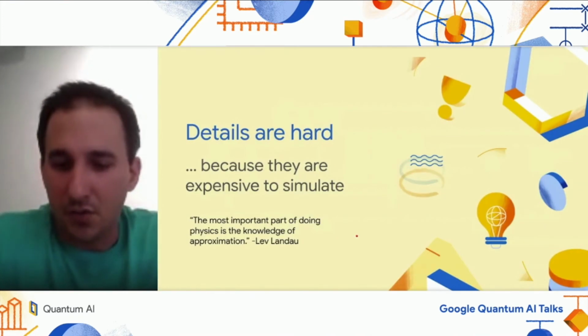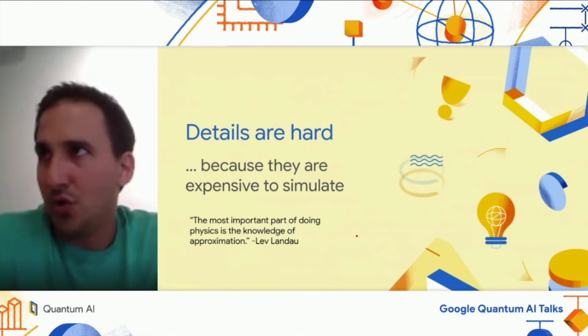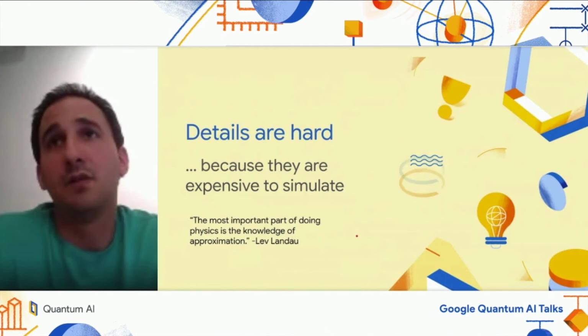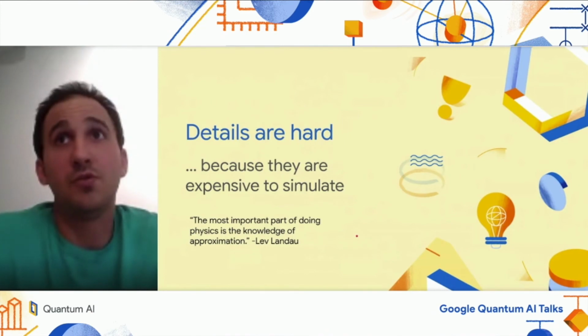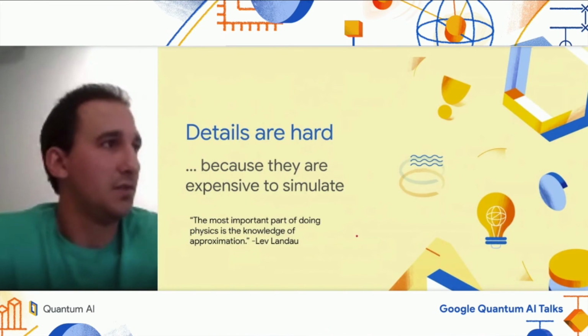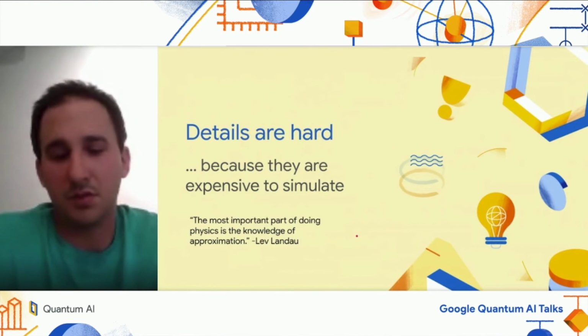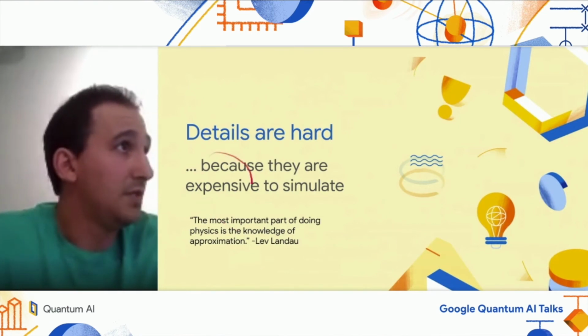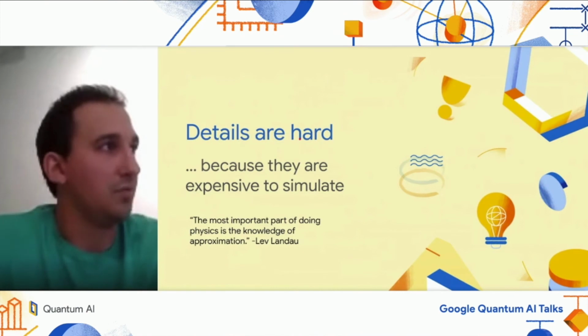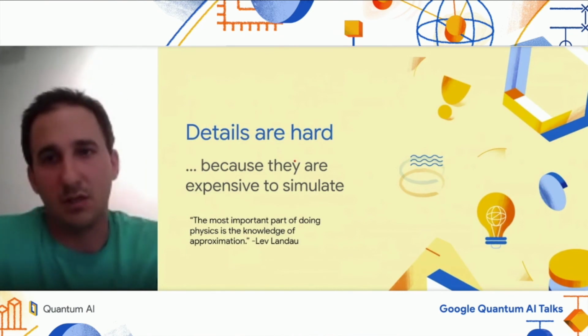Okay, so there's another question that comes up, which is, sure, we can do a faithful quantum simulation of a device, but in principle, in the future, we're going to have 1,000 or million qubit devices, right? And so how are we ever going to possibly simulate that? This is the other reason why these details are hard, because they are very, very expensive to simulate.